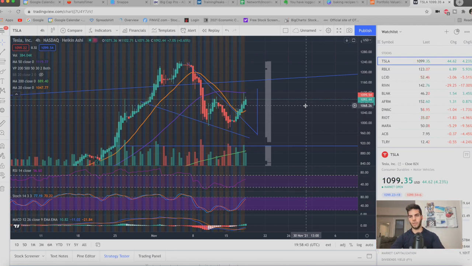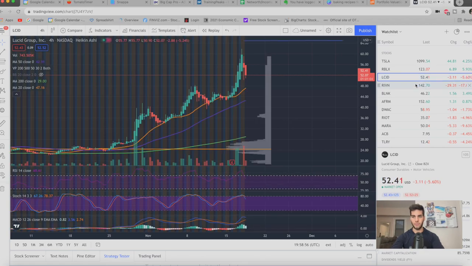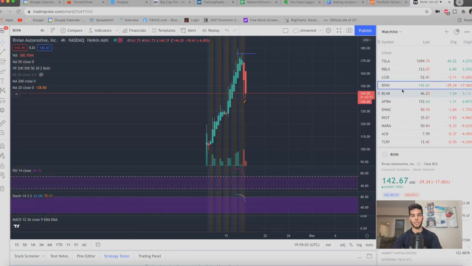Lucid, similar thing going there, but Lucid is more like, it just had such a crazy run. It went up over 100% in a month. So this is just normal profit taking on Lucid. Lucid looks like a better deal than Rivian at this moment because we're looking at, you know, like a $70 billion market cap compared to $120, $130 billion market cap.